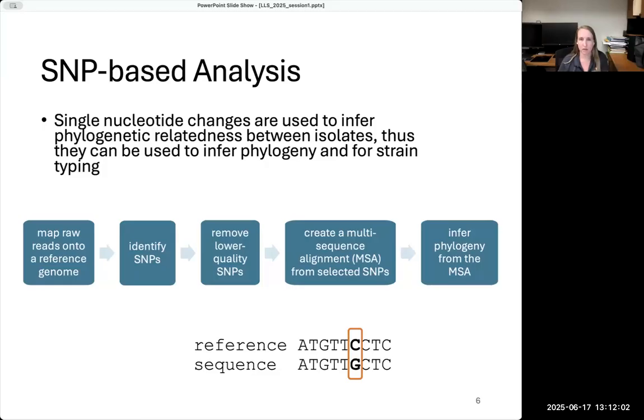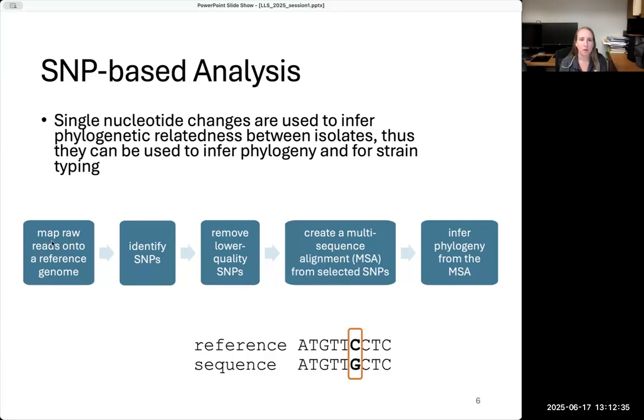First off, I'm going to talk about SNP-based analyses. I think it's a little bit easier to understand. So we're basically going to use those single nucleotide changes to infer the relatedness between isolates. And we can look at the entire phylogeny of a group of them, and it can also be used for strain typing. And then these single nucleotide changes are typically going to be things like standard mutations that happen over time in bacteria when there's a mistake in the processing.